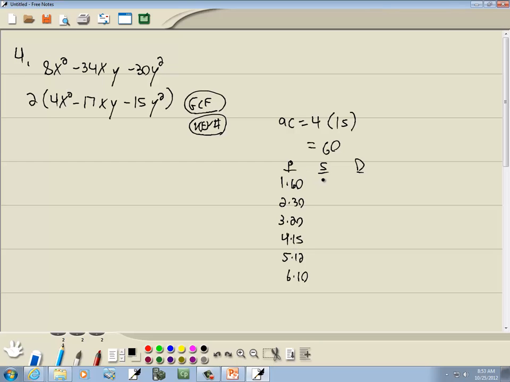S column, we add those together. 1 plus 60 is 61, 2 plus 30 is 32, 3 plus 20 is 23, 4 plus 15 is 19, 5 plus 12 is 17, 6 plus 10 is 16. Difference column, we'll subtract them. 60 minus 1 is 59, 30 minus 2 is 28, 20 minus 3 is 17, 15 minus 4 is 11, 12 minus 5 is 7, and 10 minus 6 is 4.